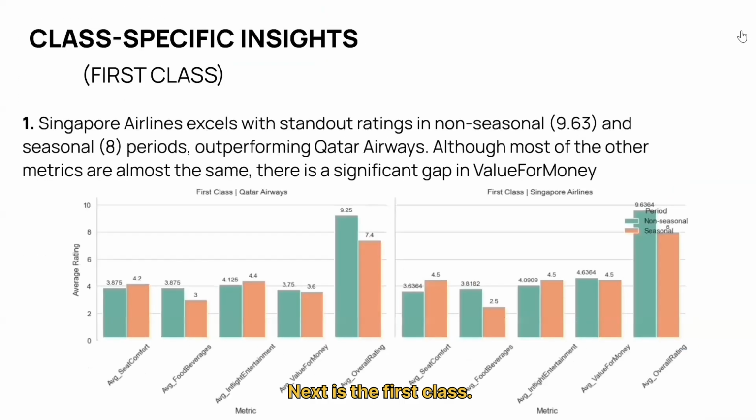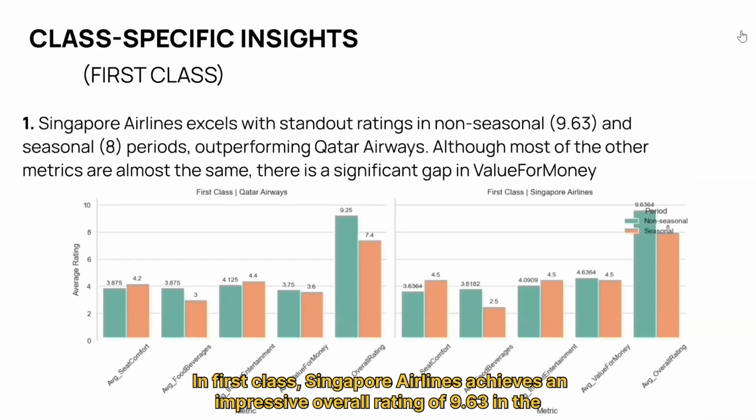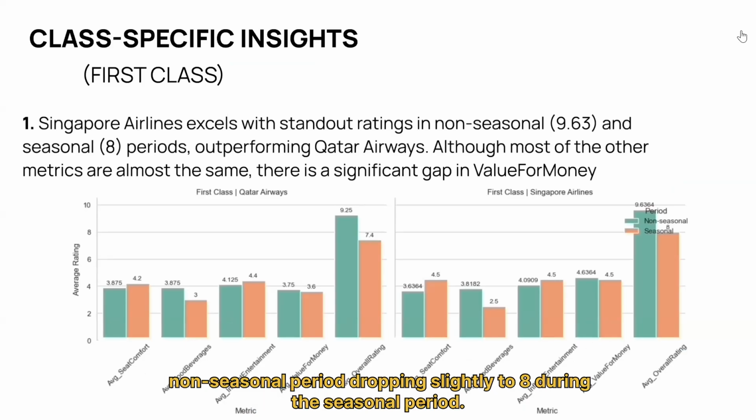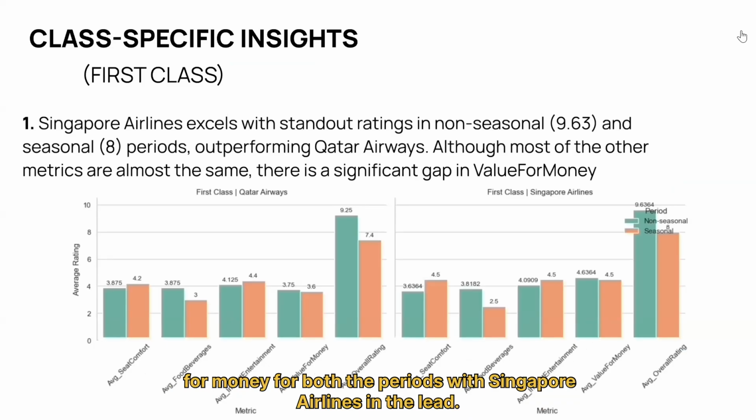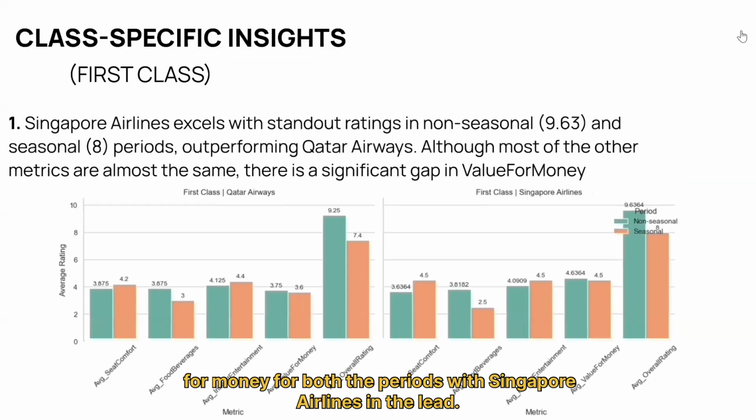Next is the first class. In first class, Singapore Airlines achieves an impressive overall rating of 9.63 in the non-seasonal period, dropping slightly to 8 during the seasonal period. Although most of the other metrics are almost the same, there's a significant gap in value for money for both the periods, with Singapore Airlines in the lead.